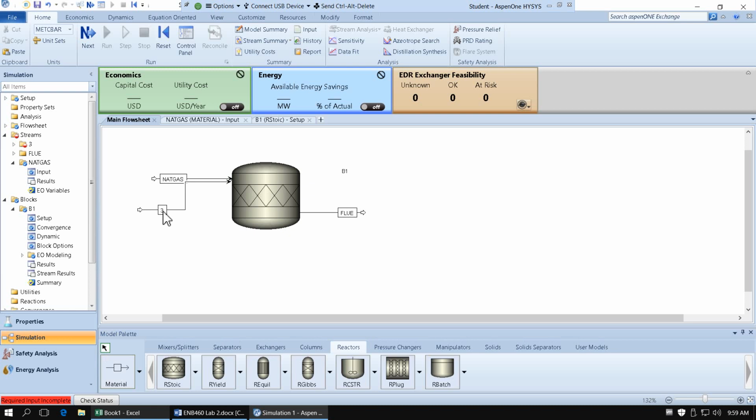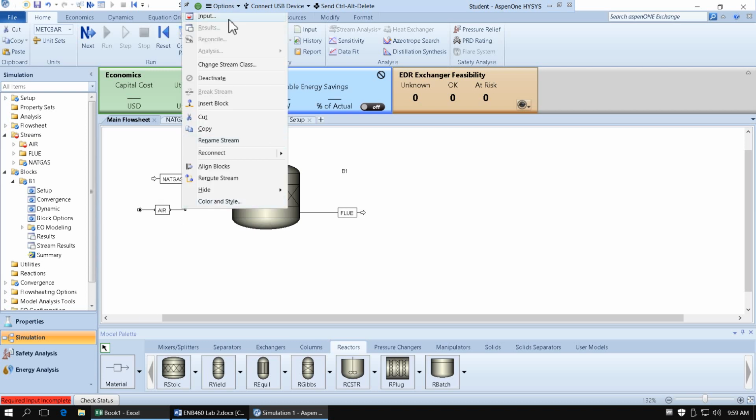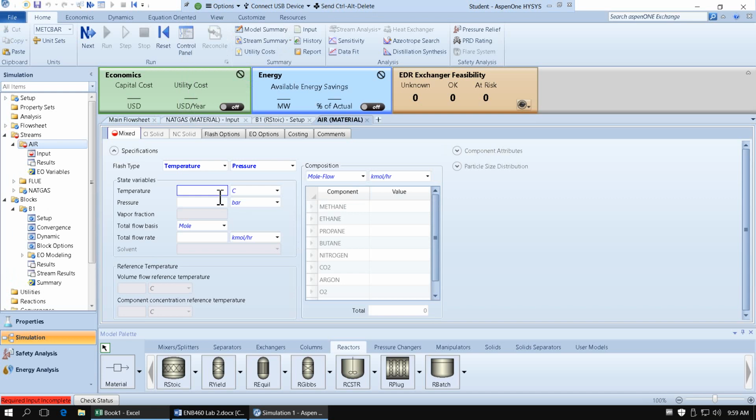Then we can edit the name and say air. Okay, so we just need to specify air. It's the same, 21 degrees, 1 bar. And because we don't know how much air we need to put in, we just know it needs to be 10% excess.